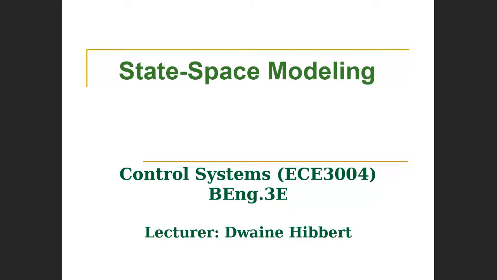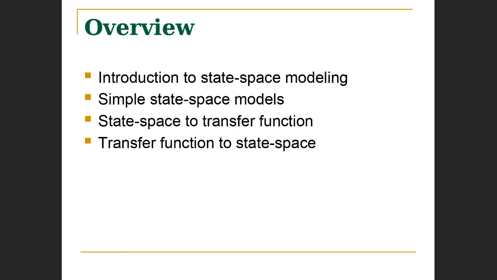We're going to pick off where we left off in the last presentation. We started looking at the state space model, what it is, and we derived a state space model for an RLC network. We're going to pick up right there. We will do a model for a spring mass damper system, and then look at how we move between the transfer function and the state space model.